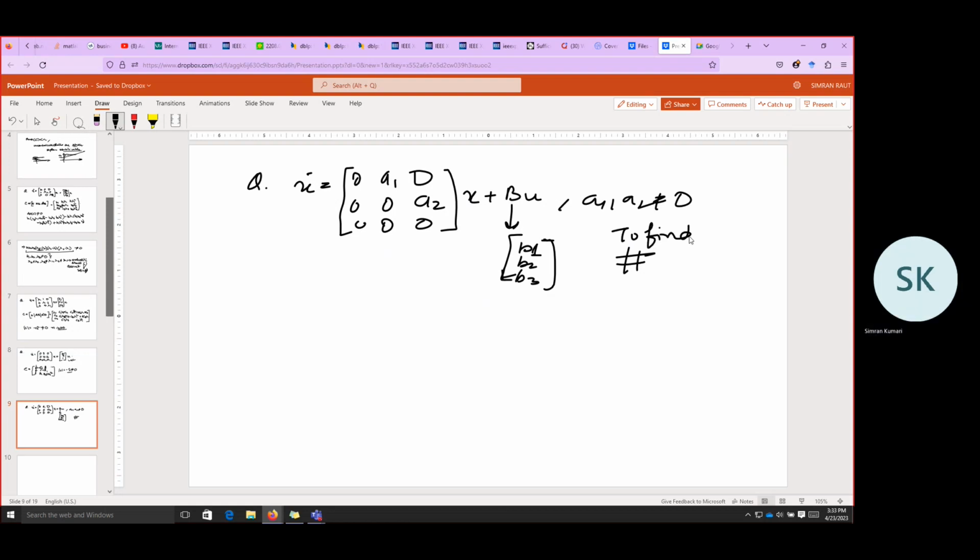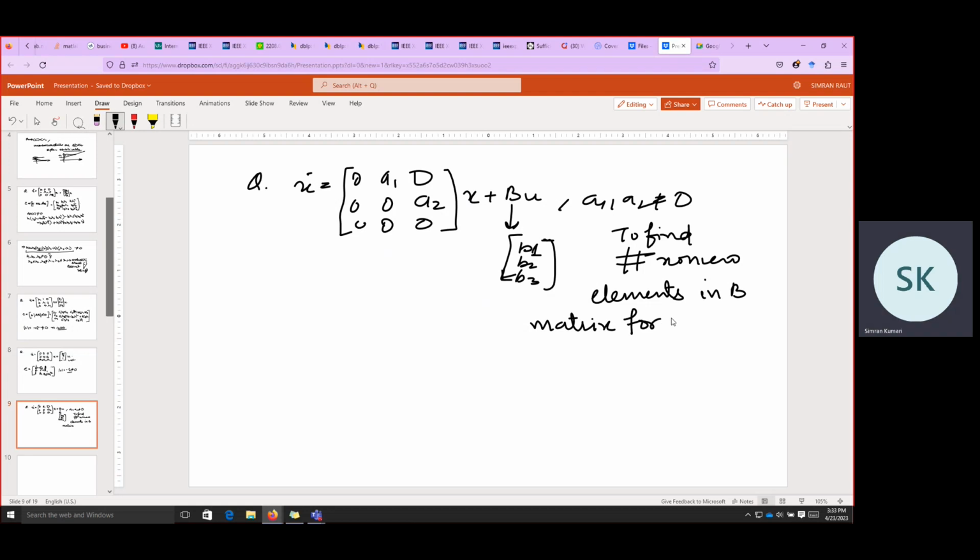Find the number of non-zero elements in the B matrix of the system so that the system is controllable.